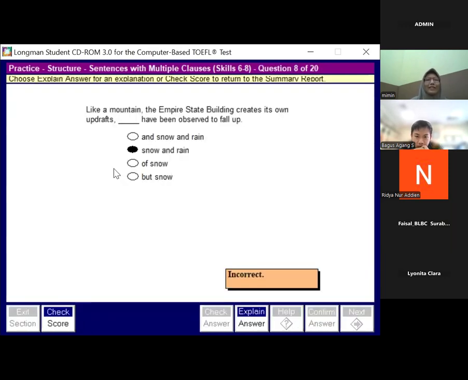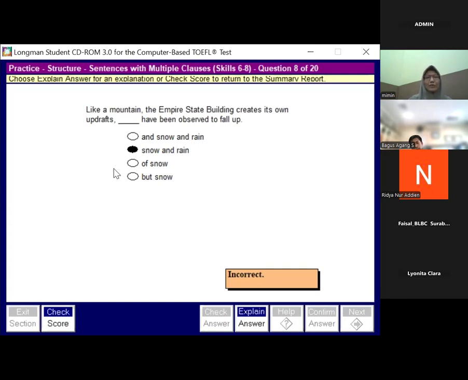Why is this incorrect? Snow and rain. Is there a connector if we put snow and rain? Like a mountain, the Empire State Building creates its own updrafts. And then snow and rain have been observed to fall up. The word and connects the two words snow, which is a noun, and rain, which is a noun too. And snow and rain becomes the subject of the second clause.